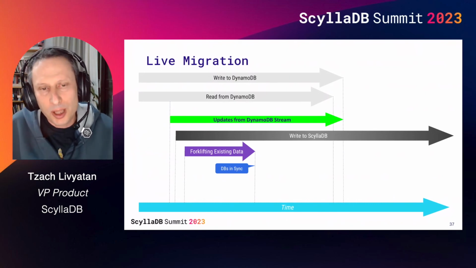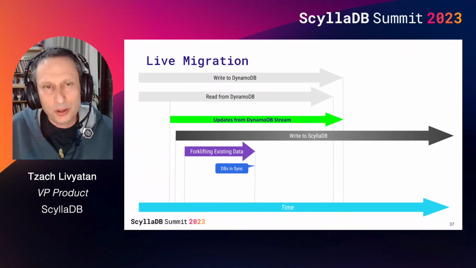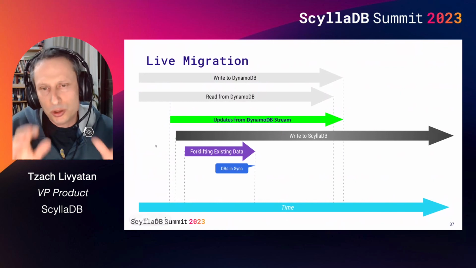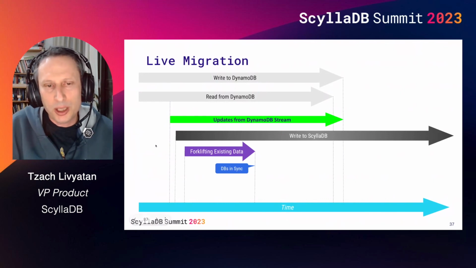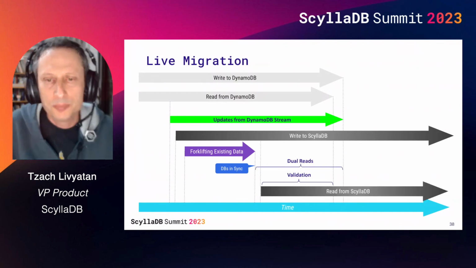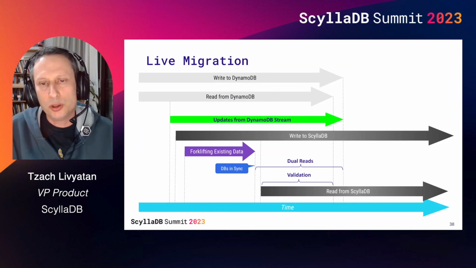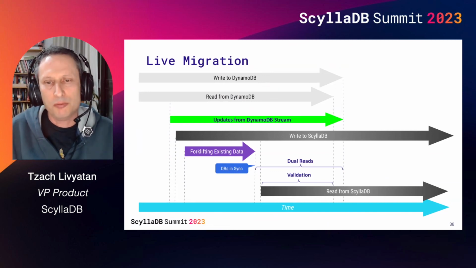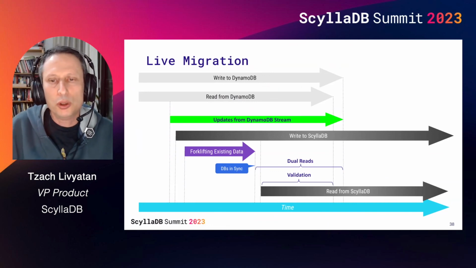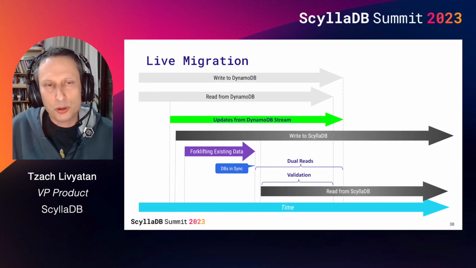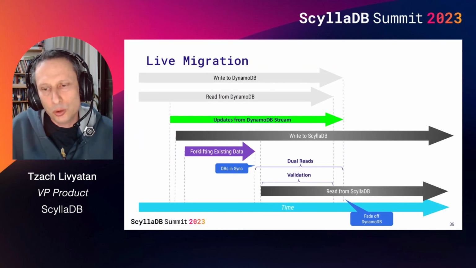Once you complete that, at least in theory, the databases are in sync, and you can start using ScyllaDB as your primary database. But in practice, since it takes time and you want to validate that everything is okay, you can run, and people do that, both databases at the same time for quite some time, do dual reads, doing validation. Only once you are absolutely convinced that everything is okay, you can fade off DynamoDB.